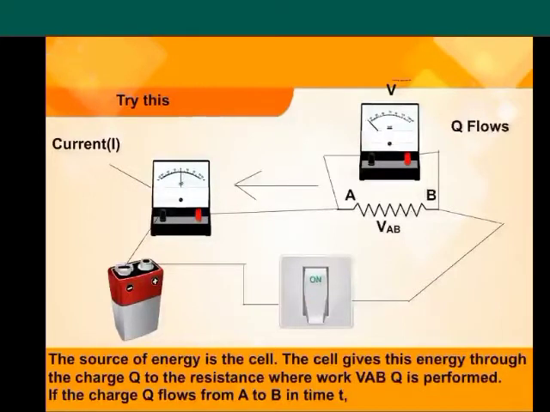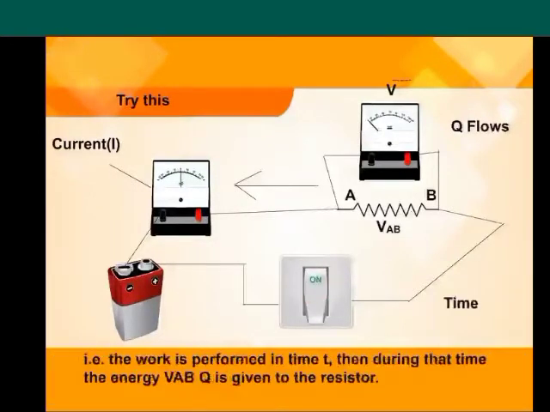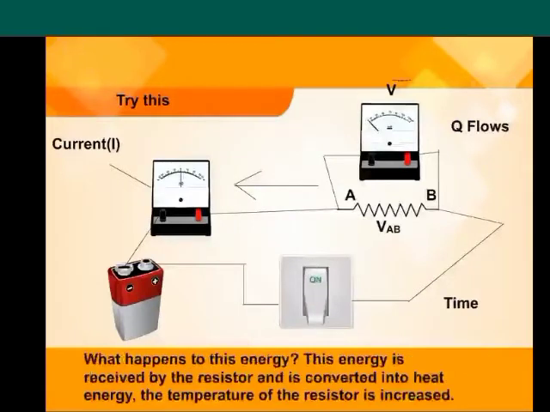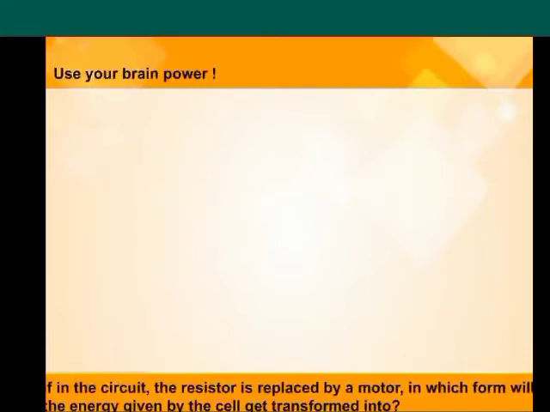If the charge Q flows from A to B in time t, that is, the work is performed in time t, then during that time the energy VABQ is given to the resistor. What happens to this energy? This energy is received by the resistor and is converted into heat energy. The temperature of the resistor is increased. Use your brain power. If in the circuit the resistor is replaced by a motor, in which form will the energy given by the cell get transformed?